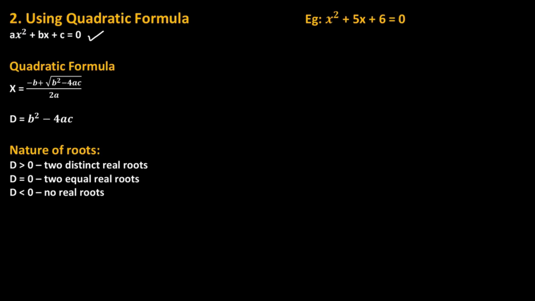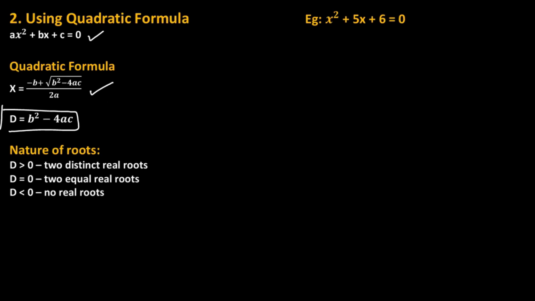Consider the same example as we did in the factorization method, which is x square plus 5x plus 6 is equal to 0. Our discriminant value is b square minus 4ac. This is what we call the discriminant, and this is the main formula.